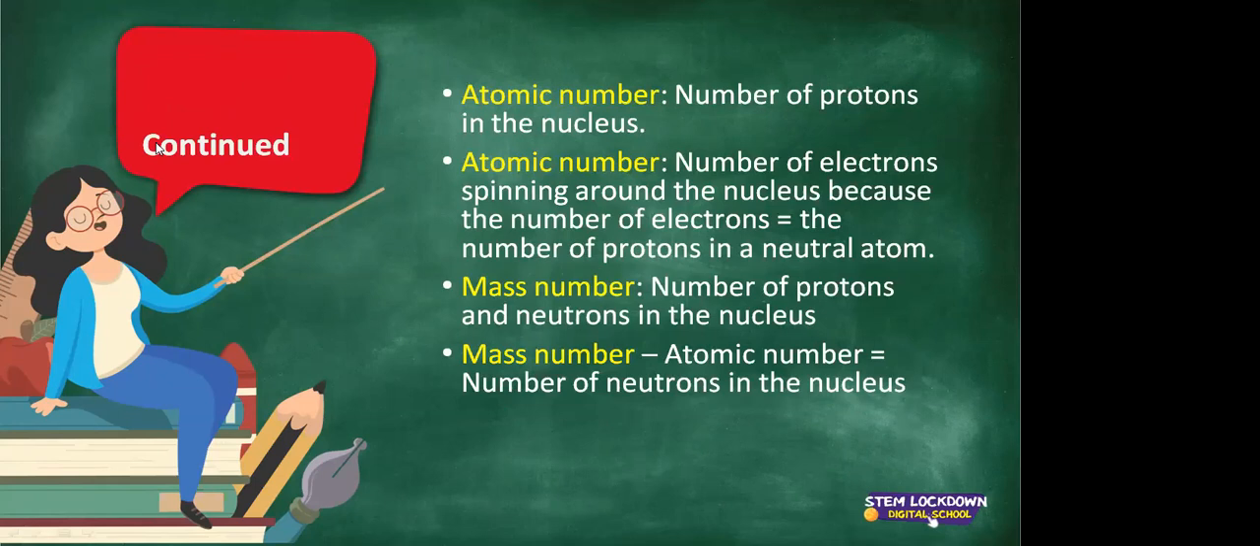So you also have a mass number. A mass number is the number of protons and neutrons in the nucleus. So the number of neutrons in the nucleus is the mass number minus the atomic number. I hope grade nines are following me.